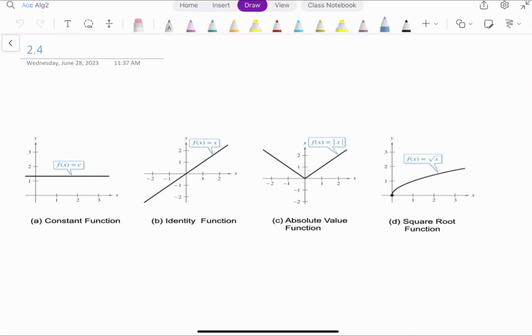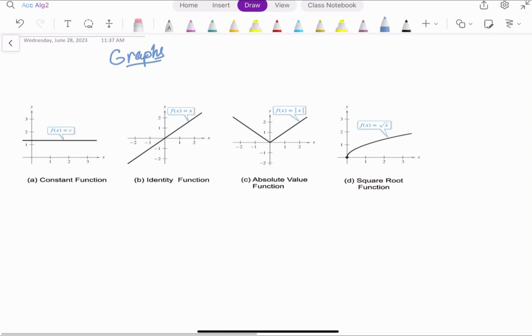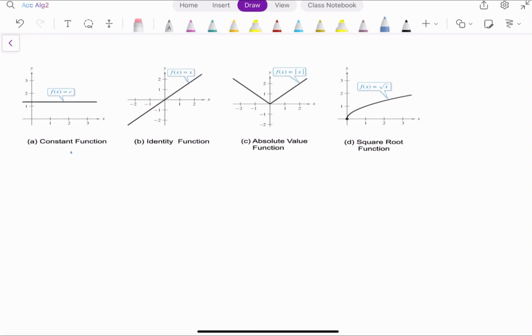Welcome back. Today we will be talking about Unit 2.4. It is about the graphs. So these are the parent graphs of the basic functions that you should know. Just by looking at it, you should be able to recognize.